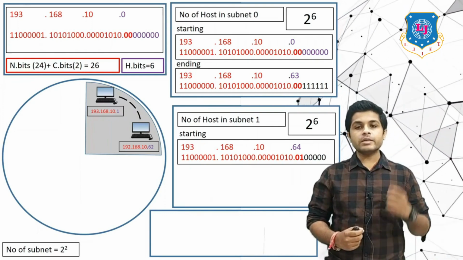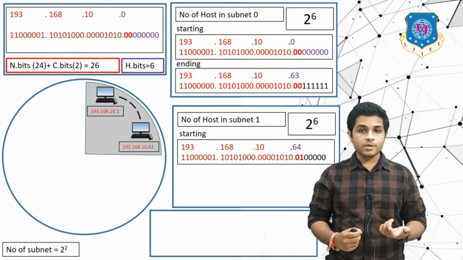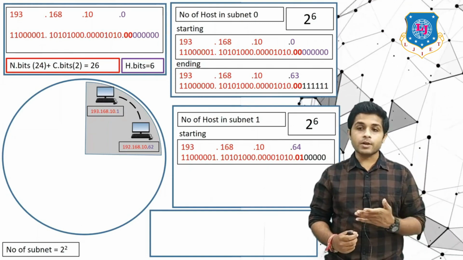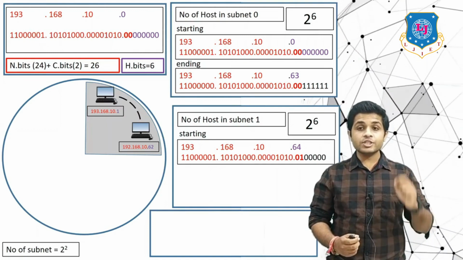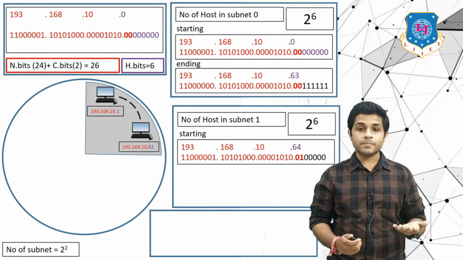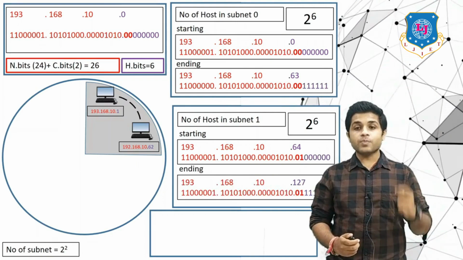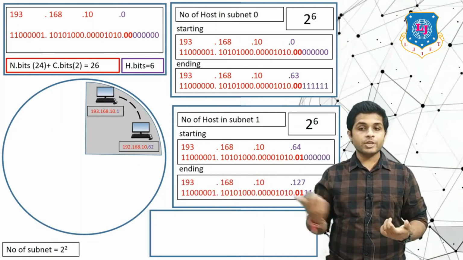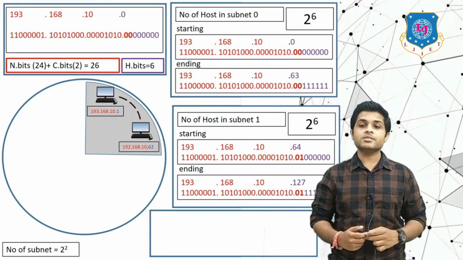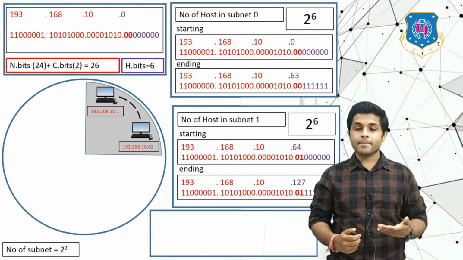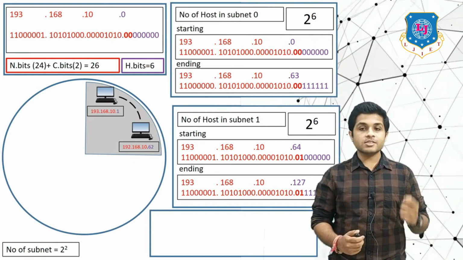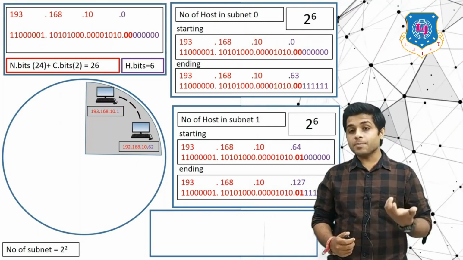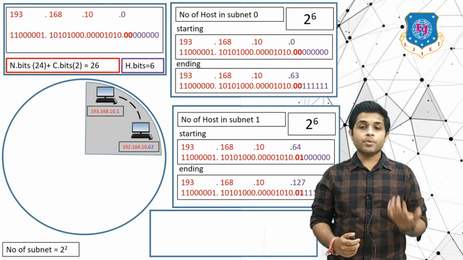Now I want to find the last address in the subnet 1. To find it, we will set all the host bits to 1, and we will not change the value of the converted bits. So the last address is 193.168.10.127. Again, you can easily notice that the value of the converted bits is same, which is 01. Again, the first and the last address in the subnet is never used, because the first address is for the subnet and the last address is for the broadcast address.